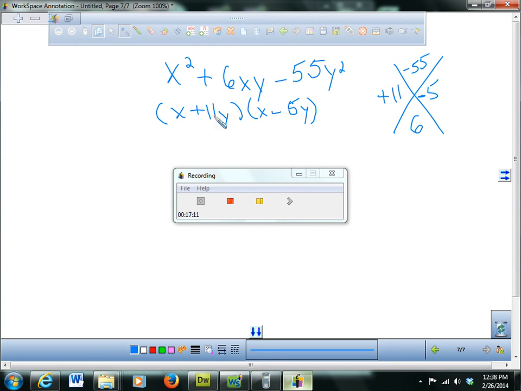Because this is like that little opener I did in reverse. This times this is going to give you 11xy. This times this is going to give you minus 5xy. 11xy and minus 5xy gives you 6xy. A y times a y gives you a y squared. So if you see one which has x's and y's in it, you do it the same way. The only difference is you have to put a y over here.